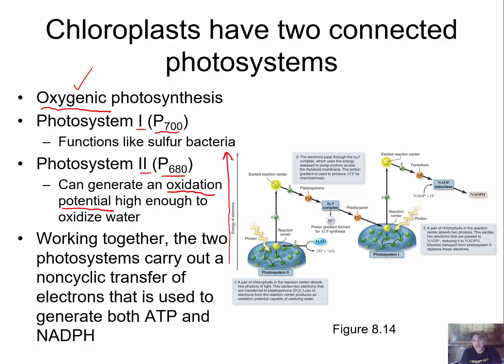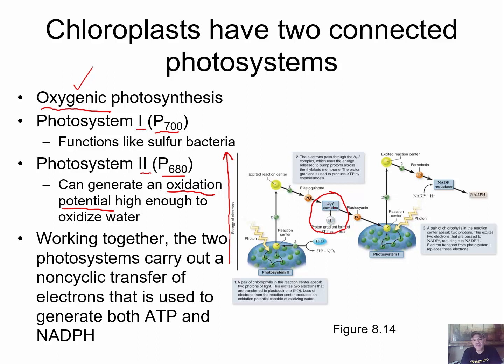As the electron becomes excited by our photons of light, it moves to a higher energy level. So that's where this scale is coming from. And then as it gets passed down the chain, that energy is being used to do work. For example, right here, we're going to be pumping protons into the thylakoid, building up a great concentration of protons, which are then going to be used to make ATP.